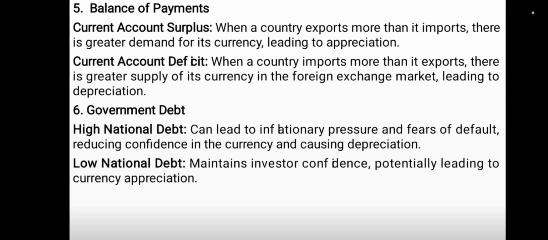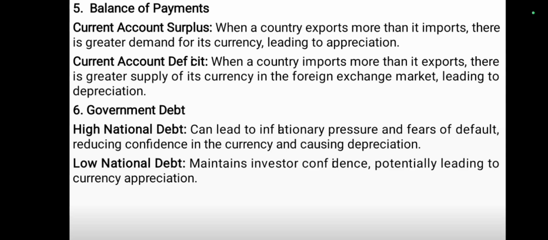Next, balance of payment. As you all know, when the country's exports are more than the imports, that is nothing but a current account surplus. At that time, it will lead to an appreciation. There will be a greater demand for the currency. But when there is a current account deficit, where our imports are more than the exports, then obviously it will lead to a decline in the investments. That is what the current account surplus and the deficit do.